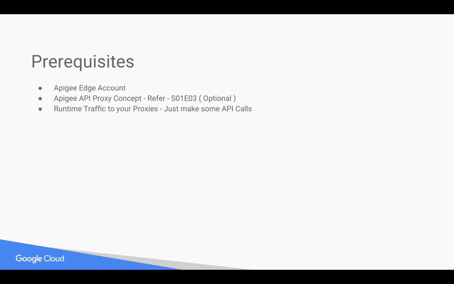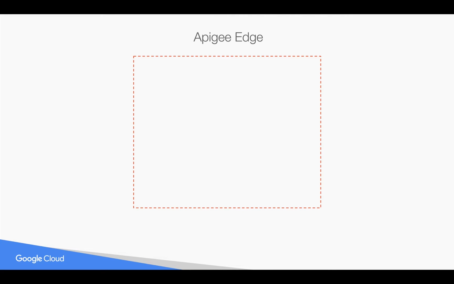Prerequisites for this video: you need an Apigee Edge account. You can sign up at apigee.com/edge. You need basic concepts of Apigee API proxy; for that you can refer to earlier 4-minute videos. And you need a couple of proxies with runtime traffic to see analytics dashboards. For that, you just need to make some API calls. Let's talk about API analytics.